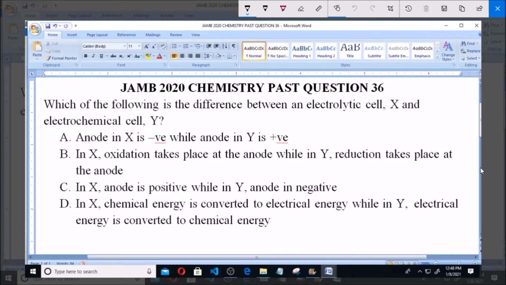Good day and welcome. I'll be answering JAMB 2020 Chemistry Past Question 36. Which of the following is the difference between an electrolytic cell X and electrochemical cell Y?